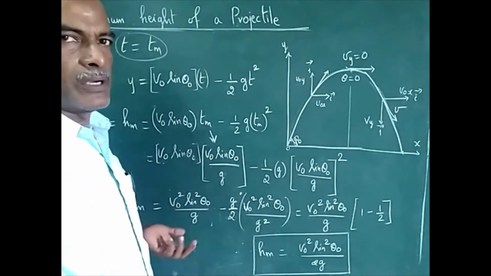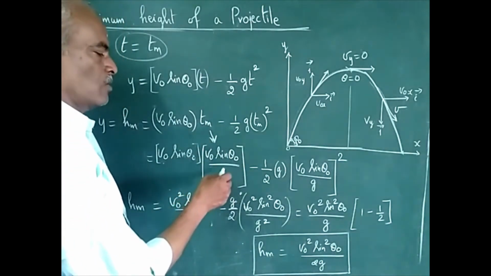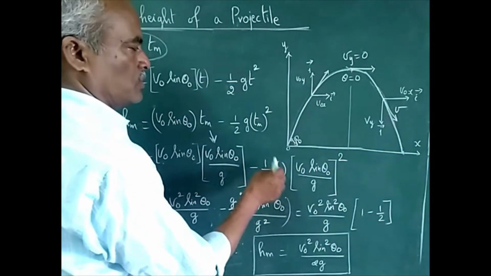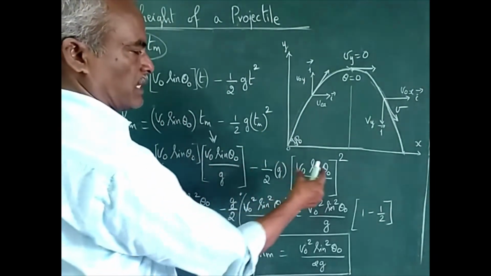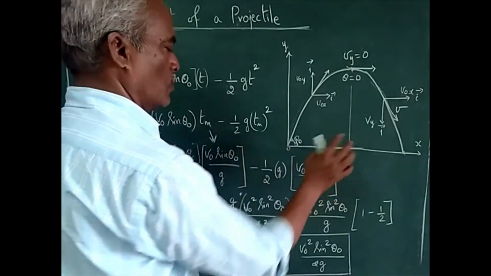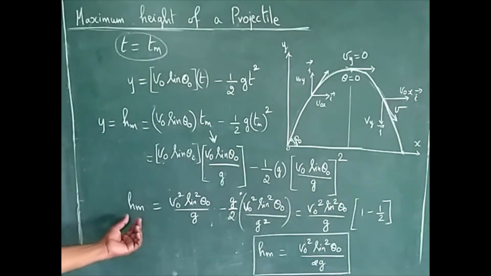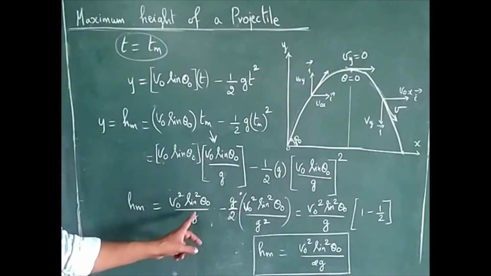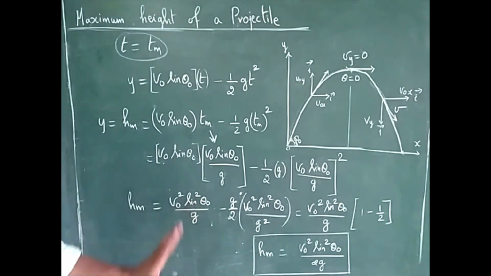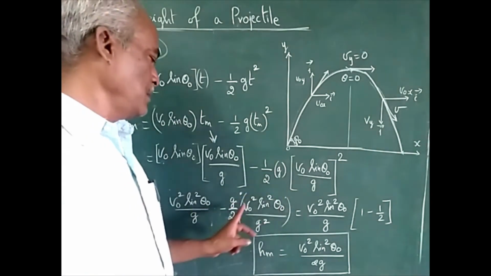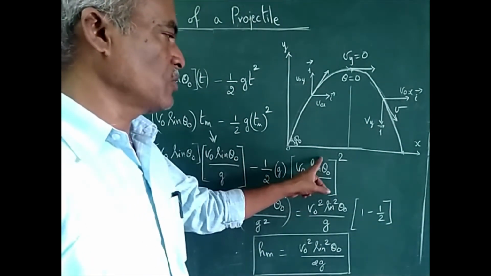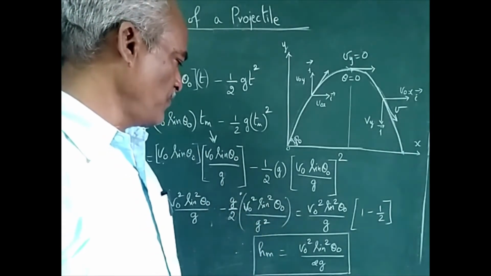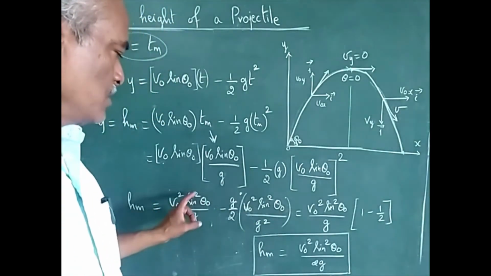This result we got already. So v naught sin theta naught divided by g is tm minus 1 by 2 g tm square. So you substitute the same value, v naught sin theta naught divided by g the whole square. Now this is maximum height. Now you multiply v naught square sin square theta naught divided by g. Now this is minus g by 2 v naught square sin square theta naught divided by g square. Here this g and 1 g will go off. Then we have v naught square sin square theta naught by g.